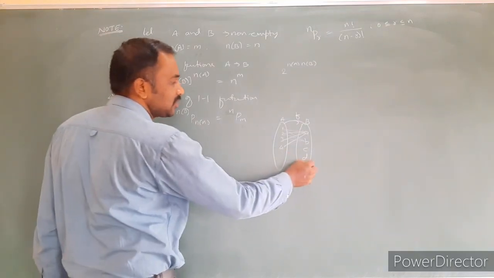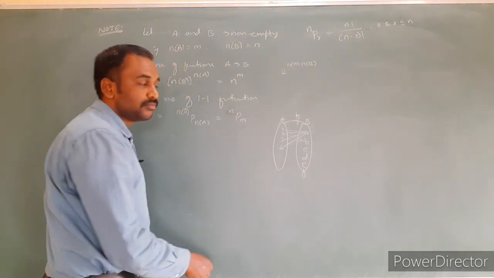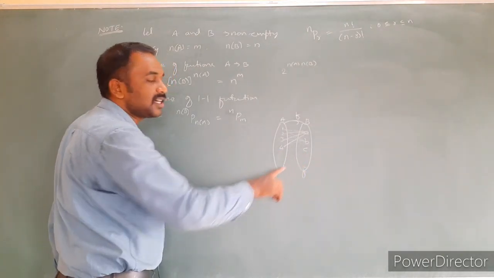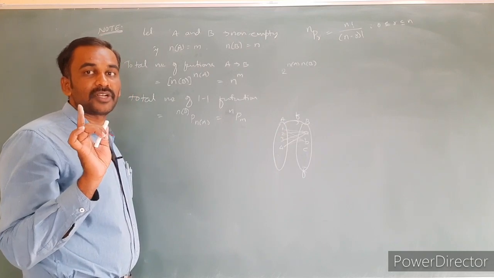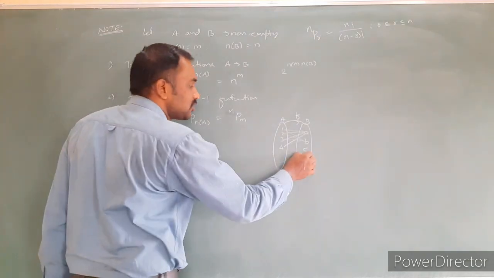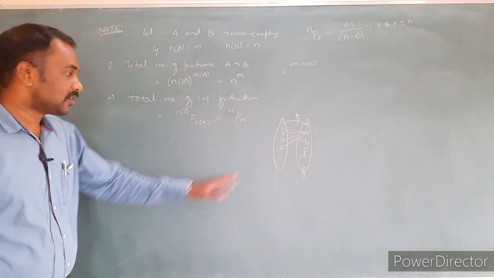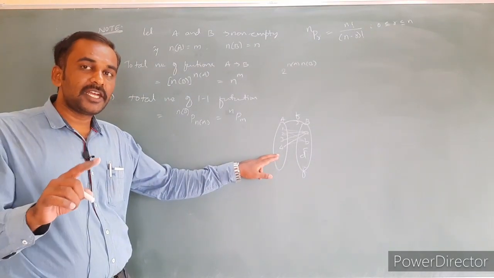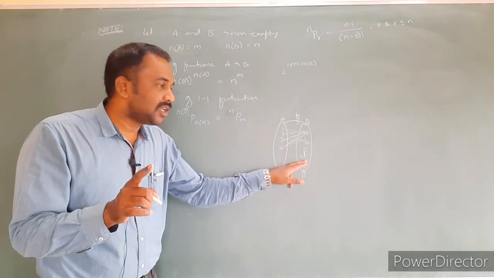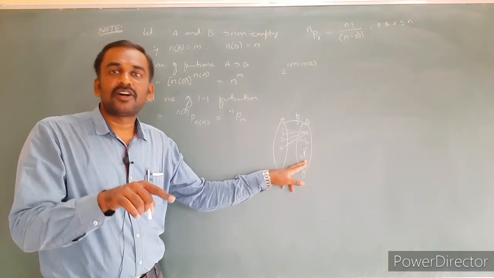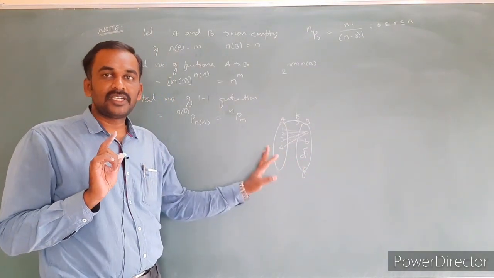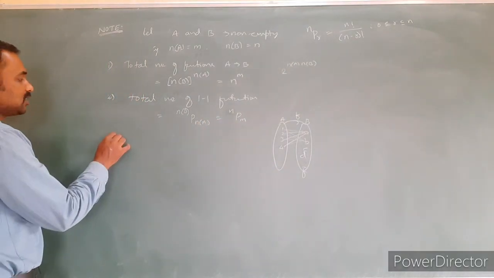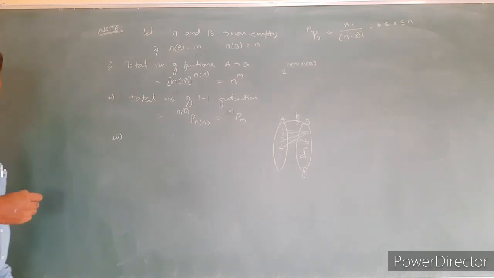Here the same elements, and here we can get E, F, but it should not be only 3. Suppose A contains 4 and B contains 3, then it is not possible to write a one-one function. B should have 4 or more elements. If set B contains the same number of elements as A or more, then only it is possible, otherwise not. This is the formula to find the total number of one-one functions.